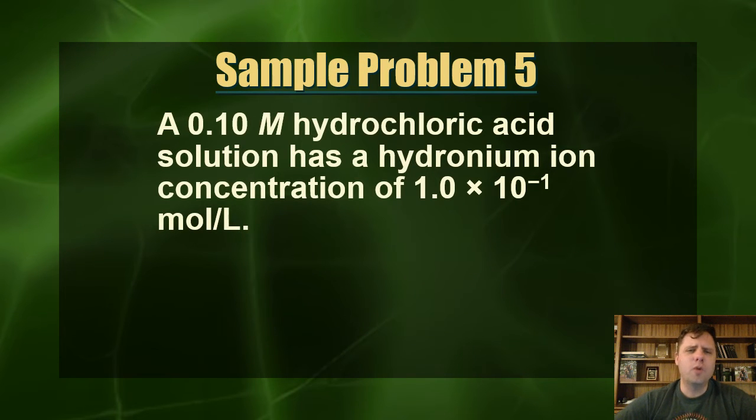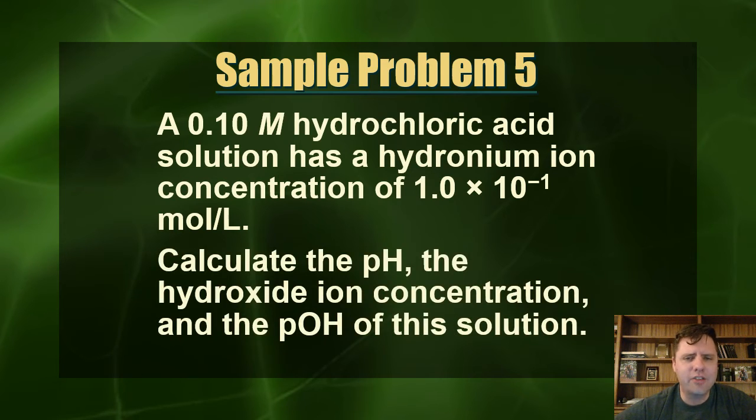Okay, if we have a 0.1 molar hydrochloric acid solution, it has a hydronium ion concentration of 1 times 10 to the negative 1 moles per liter. Calculate the pH, the hydroxide ion concentration, and the pOH for the solution. So note here, we have, again, base 1. It's 1 times 10 to the negative 1. So pH is just going to be this number made positive, 1. Which means the pOH is whatever it takes to get up to 14 from that, which would be 13. And then the concentration is just going to be of OH.